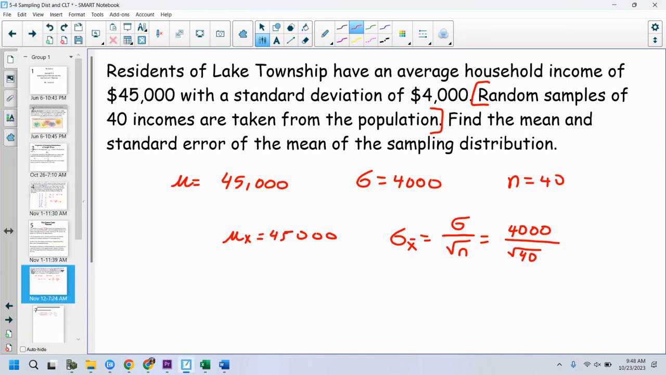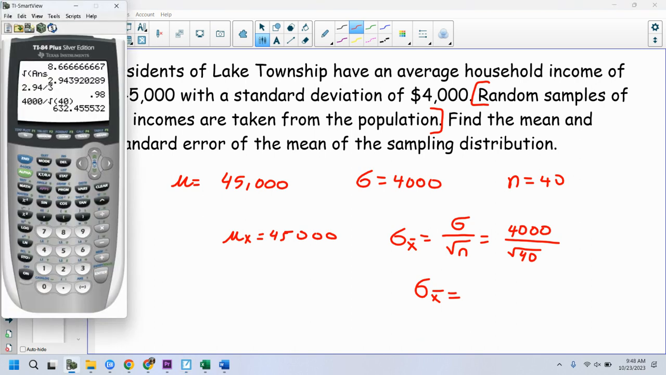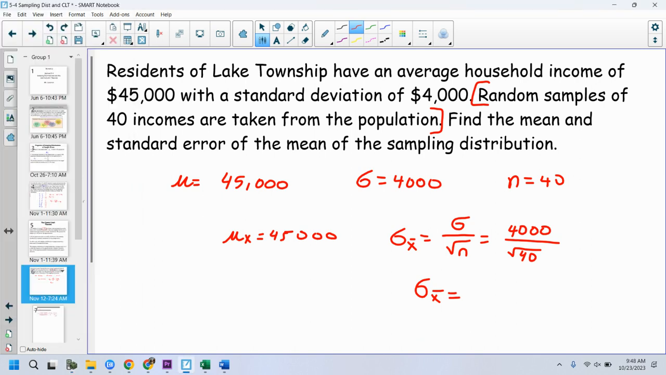So 4,000 divided by the square root of 40 gets me 632.45. So sigma x bar again was 632.45, rounding to 632.46. Now, what is that telling me? That's the standard error of this statistic. That means that I can vary by a factor of $632 above and below 45,000. Right? That's my standard error.